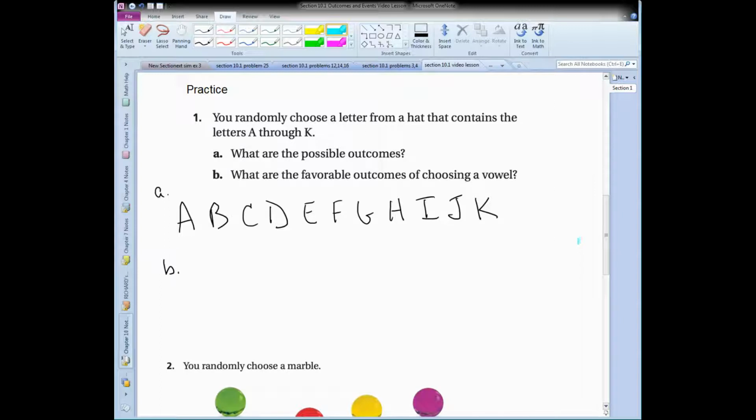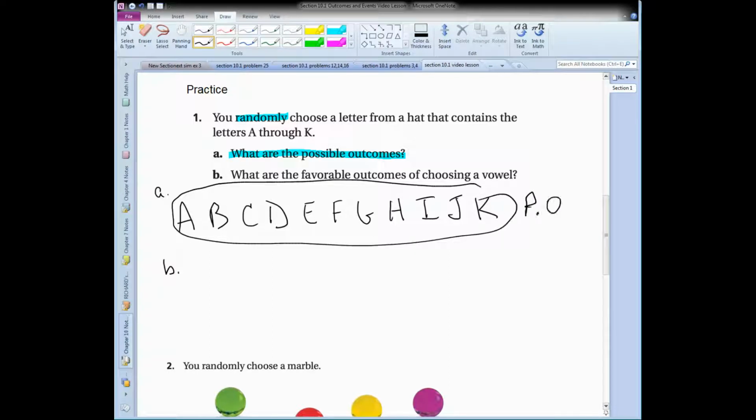So the first problem: you randomly, and that's important, you randomly choose a letter from a hat that contains the letters A through K. So I wrote the letters down. What are the possible outcomes? When the question says, what are the possible outcomes, you have to list them. You have to write them all down. That's what I did for part A. I wrote down all the possible outcomes. So this set right here represents the PO, all of the possible outcomes.